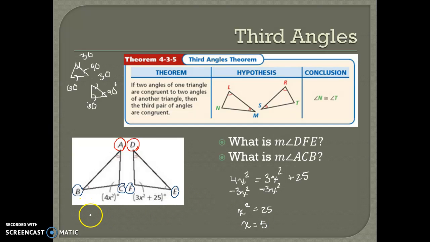Given that information, we can then calculate the value of each of these angles. So DFE is going to be 3 times 5 squared plus 25. So 5 squared is 25 times 3 is 75 plus 25 is 100 degrees, which we should get the same answer on the left. So 4 times 5 squared. So we first square 5, 25, and 25 times 4 is 100 degrees as well. And that would be how you can use the third angle theorem to find the third angle between two triangles.